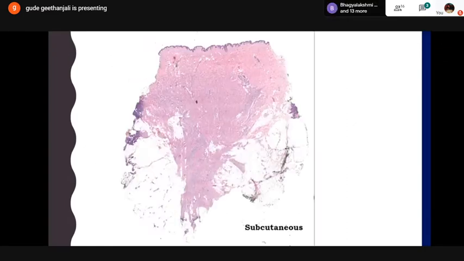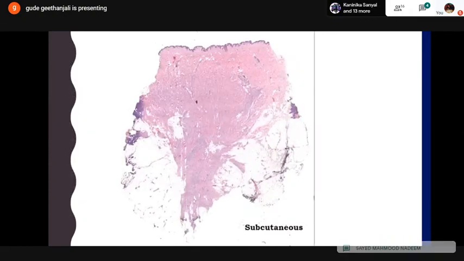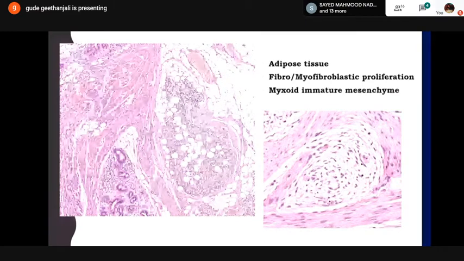Morphologically, as we can see in this picture, above we have epidermis, dermis, and the subcutaneous tissue. Fibrous hamartoma of infancy is a lesion centered in the subcutaneous tissue. To make a diagnosis, we need three organoid features. We should see adipose tissue formed of mature adipocytes, fascicles of proliferating spindle cells, and then myxoid or immature mesenchyme. Before making the diagnosis, we should see the presence of this myxoid or immature mesenchyme.